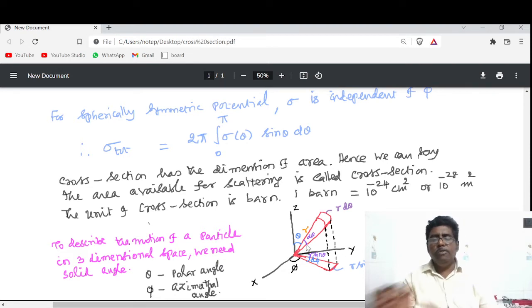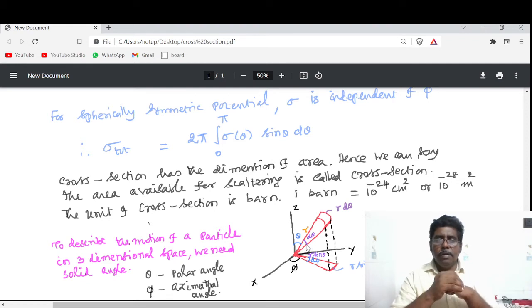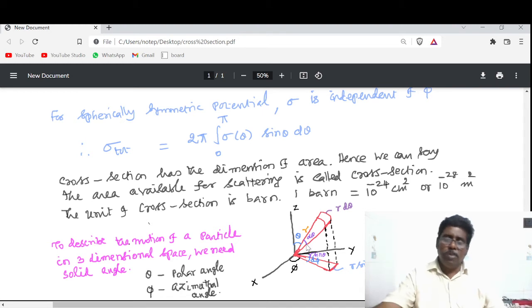Suppose a particle is moving in a two-dimensional plane. The angle theta is sufficient to describe the motion of the particle. Whereas, if the particle is moving in a three-dimensional plane, we need two angles. One is polar angle theta and another one is azimuthal angle phi. Now we have to place a question, what is meant by azimuthal angle?